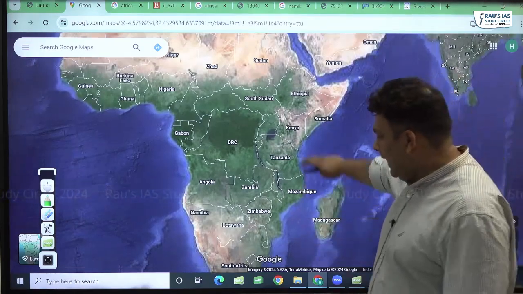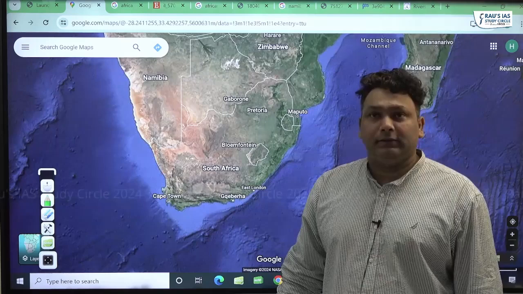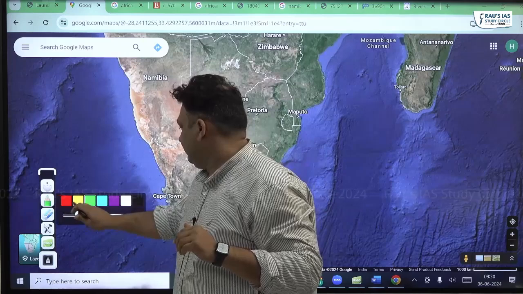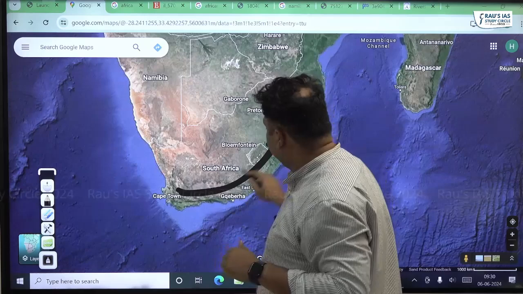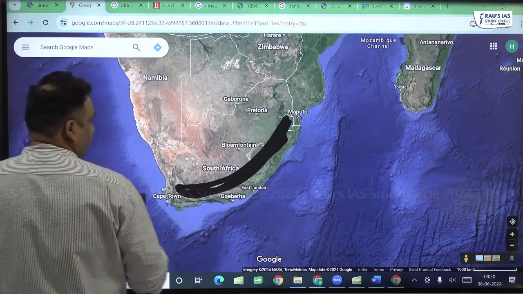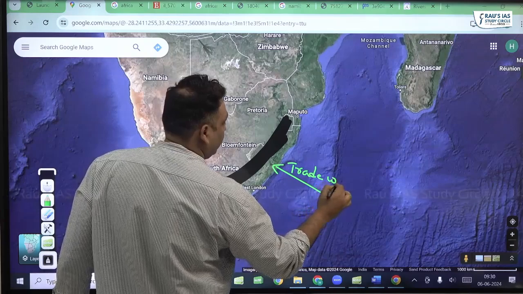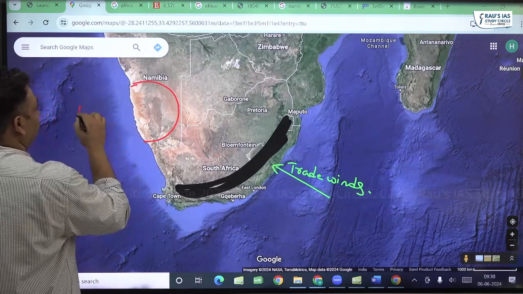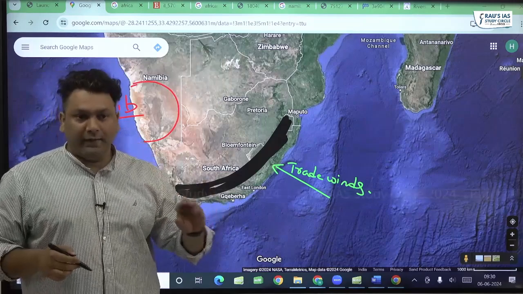Next, we'll be talking about the Kalahari Desert here. So this is where you have the Drakensberg mountain, right? And from here, you'll have the trade winds coming. These are the trade winds. This is the Namib Desert. Namib Desert is formed because of the reasons which I told you, 5 reasons I told you.